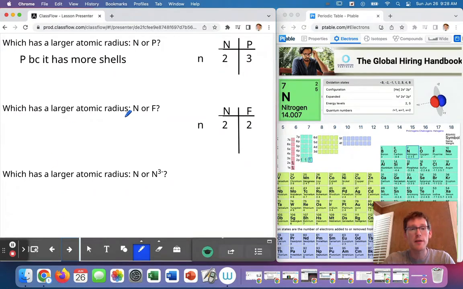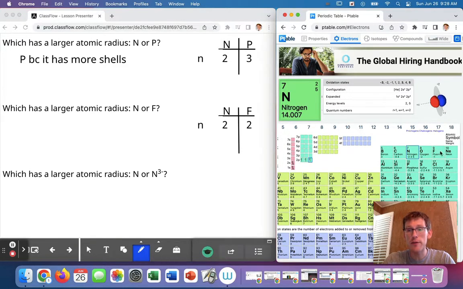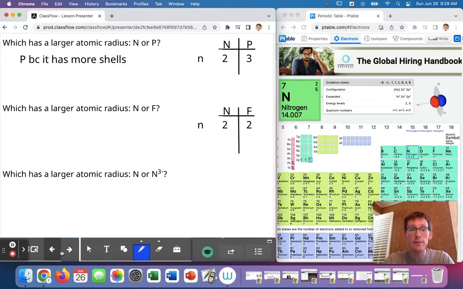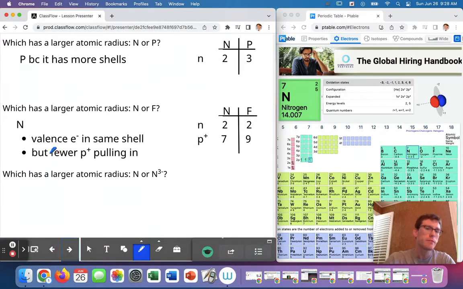Next, we're going to compare the atomic radii of nitrogen and fluorine, and both nitrogen and fluorine are period 2 elements. But nitrogen has 7 protons and fluorine has 9 protons, and that is a very important structural difference between them that we can use. What we can say is that nitrogen is larger because although its valence electrons are in the same shell as fluorine's, nitrogen has fewer protons to pull in the valence electrons.